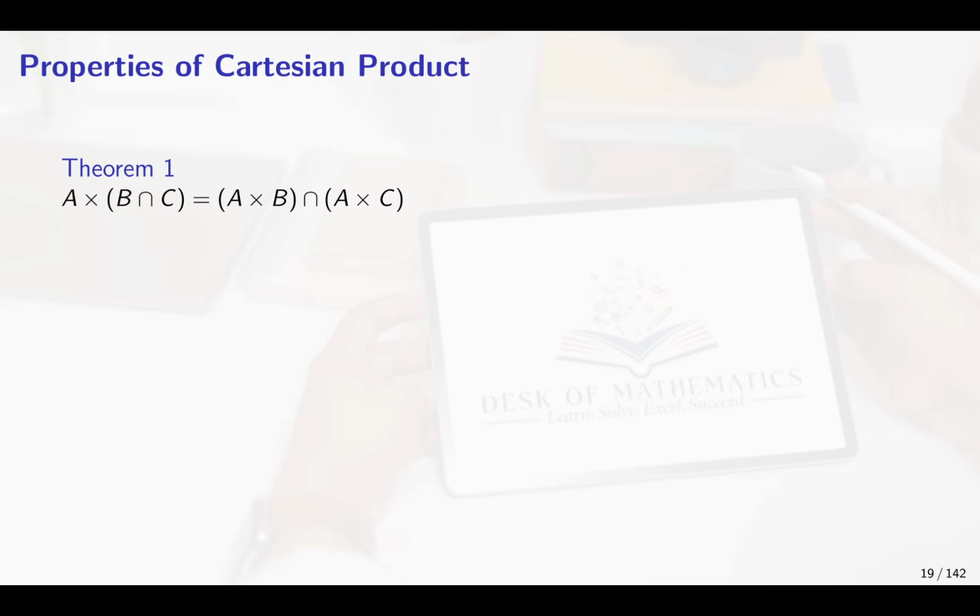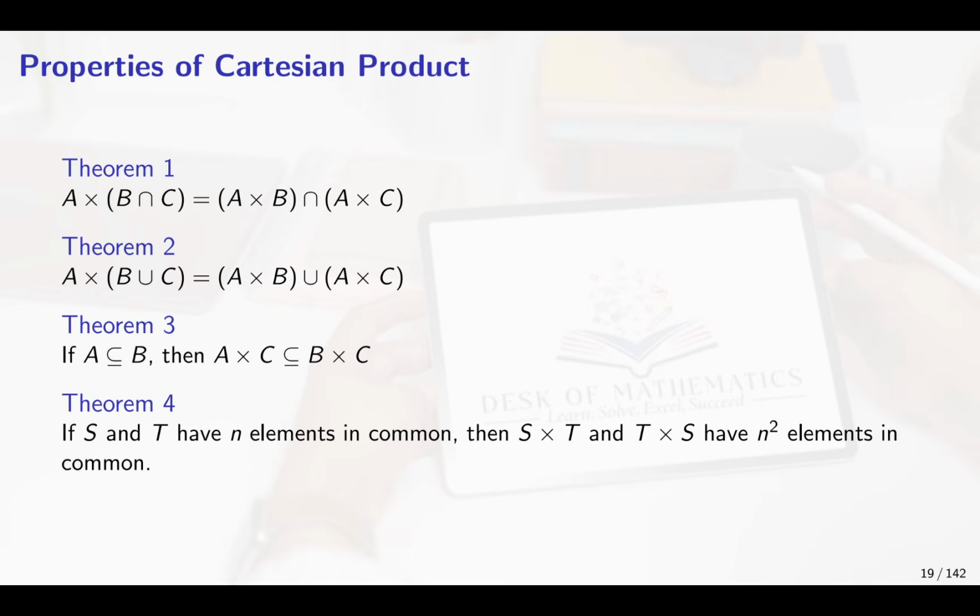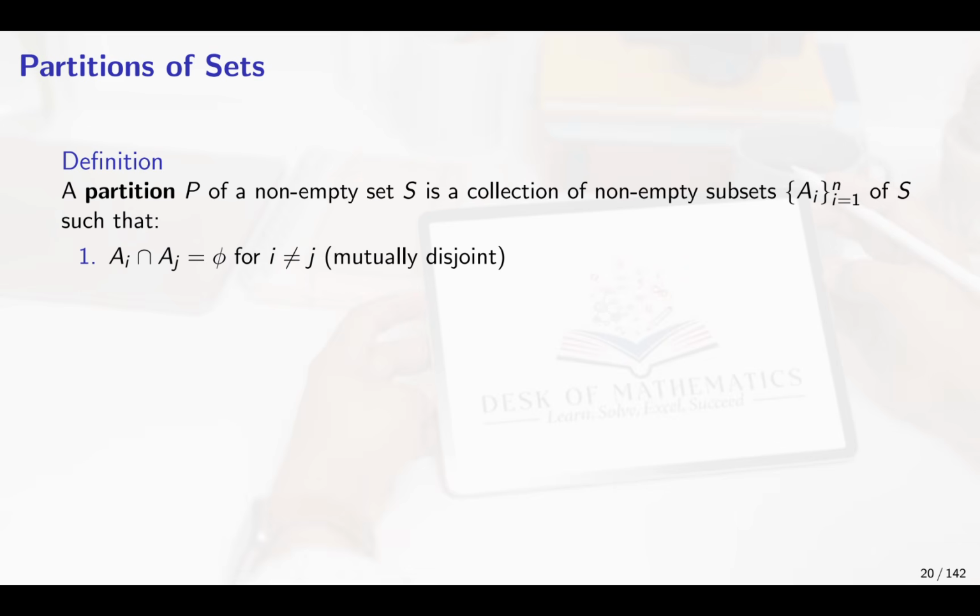There are some properties of the Cartesian product. A cross (B intersection C) is (A cross B) intersection (A cross C). A cross (B union C) is (A cross B) union (A cross C). Now this is very important from your exam point of view.